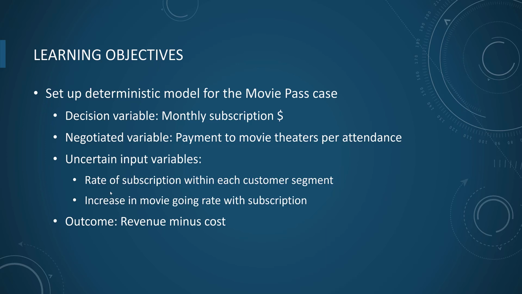Then there is the rate of subscription within each customer segment. Once you buy a movie pass, there is a tendency to watch movies more often. A person who's been watching, say, 3 movies a month may want to watch 4 or 5. So what will be the increase? The outcome is you calculate the revenue minus the cost, and you have the profit. This is the deterministic model that we're going to be looking at in this particular case in this chapter.